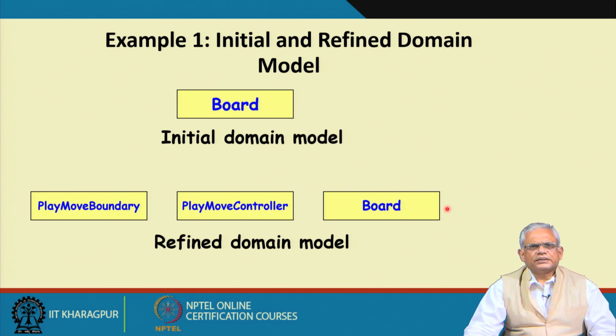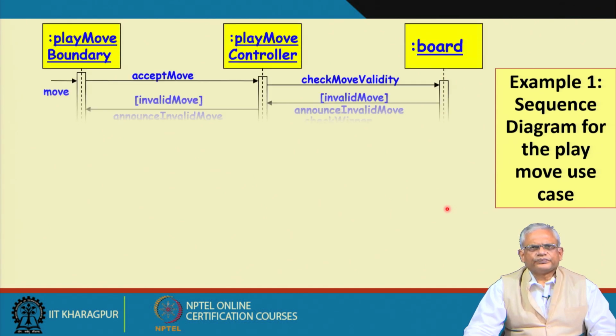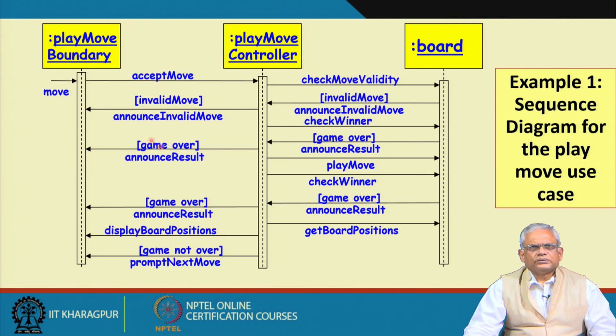If we understand that these are the activities or the steps that occur in response to the play move use case, we can represent that in the form of a sequence diagram. So, here all three objects participate in the use case play move. Once the move is given by the user, it reports to the controller, calling the method on the controller, and the controller does not have the data to check whether it is a valid move, because the controller does not store the board data.